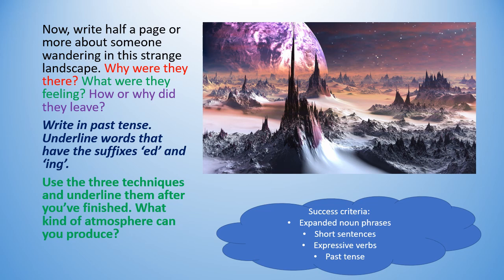So your success criteria is down here. You must use expanded noun phrases. You must use short sentences. You must use expressive verbs. And I'd also like you to write in past tense. Underline them. You could maybe use different colours for each technique after you've finished, just so that you can pick out how you got on. There might be some techniques that are easier for you than others. When you read through your work at the end, think about what kind of atmosphere you've produced.